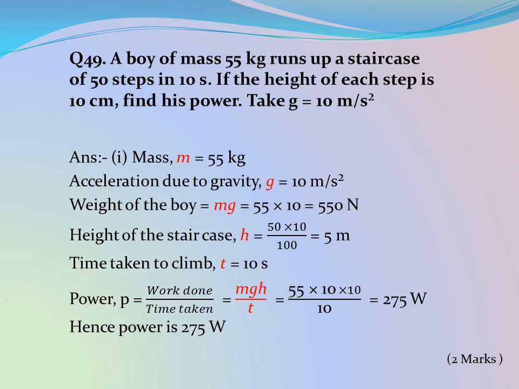Time taken to climb t equals 10 seconds. Power P equals work done by time taken equals mgh by t equals 55 into 10 into 5 divided by 10 equals 275 watt. Hence, power is 275 watt.